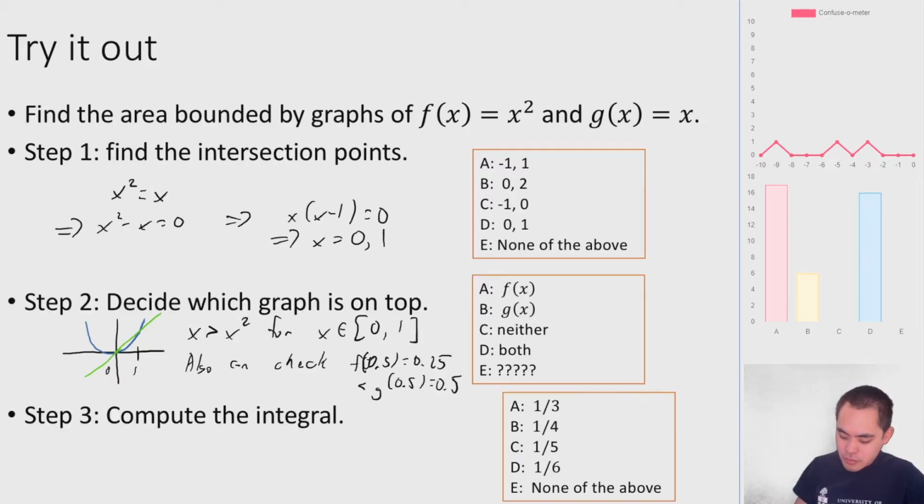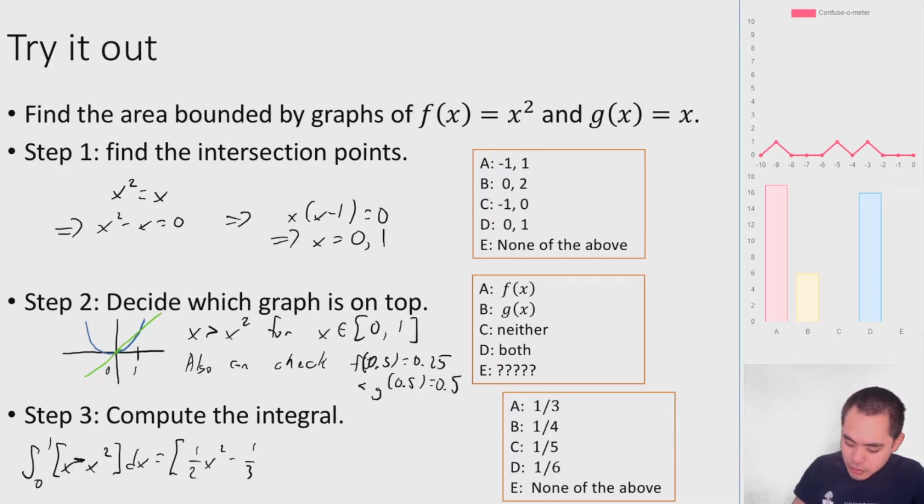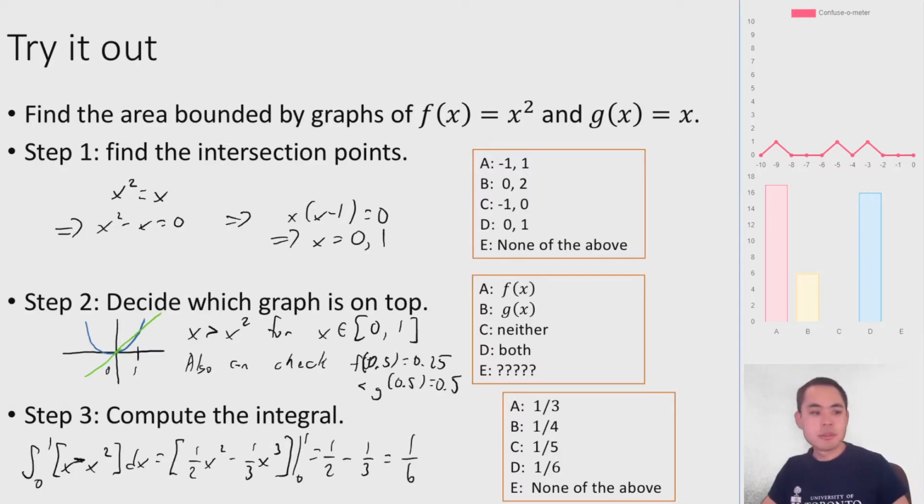And the last thing to do is just to compute the integral. I'm just going to go ahead and do it since we're running a little bit short on time, and I want to make sure to get to everything. And we've had a lot of this integral practice. It's just the integral from 0 to 1 of x minus x squared, because x is on top, dx, which is equal to 1/2 x squared minus 1/3 x cubed, from 0 to 1, which is equal to 1/2 minus 1/3, which is equal to 1/6.